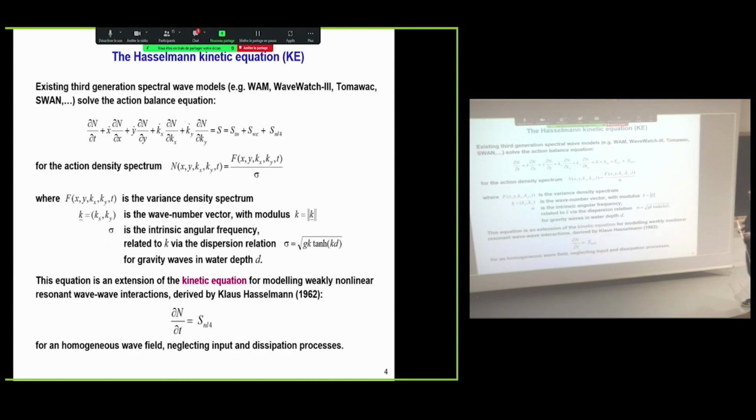Okay, so the kinetic equation, it's just this famous equation solved in our wave models. This is classical, with several source terms and transfer terms on the right-hand side. N is the action density spectrum, k is wave number, sigma the intrinsic angular frequency, and in general they are related by the dispersion relation. This equation is a generalization of the kinetic equation that was briefly presented by Miguel, derived by Klaus Hasselmann in '62, where the evolution of the wave action density spectrum is governed by the nonlinear four-wave interaction term.